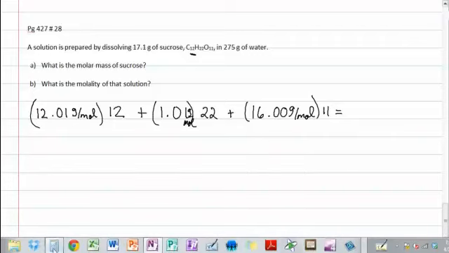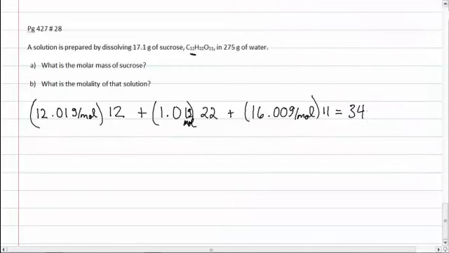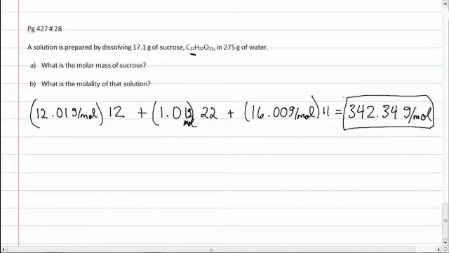Calculate that out. Carbon times 12 plus hydrogen times 22 plus oxygen times 11, and I get 342.34 grams per mole. So that's A. B wants to know the molality of the solution.